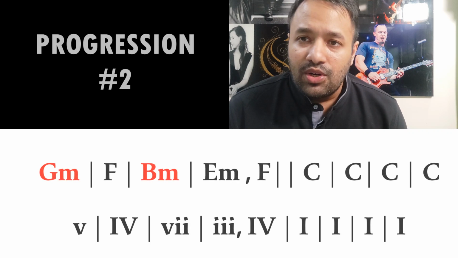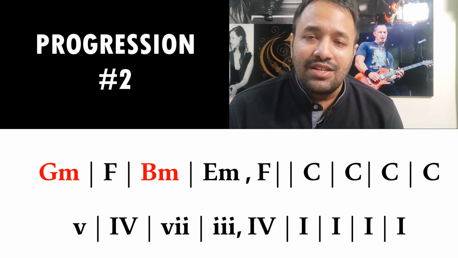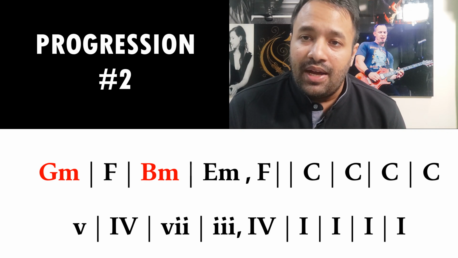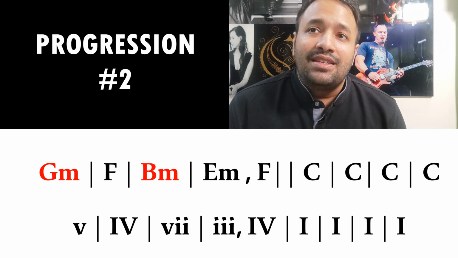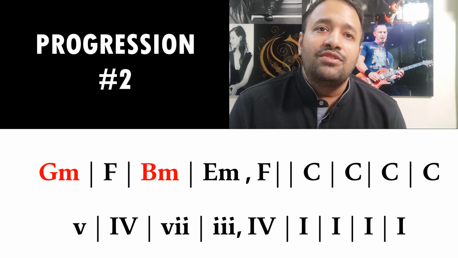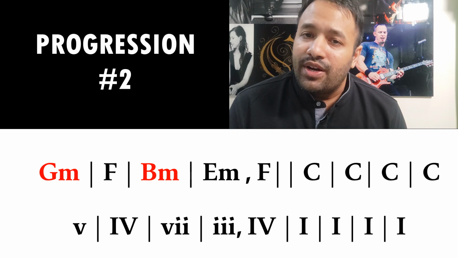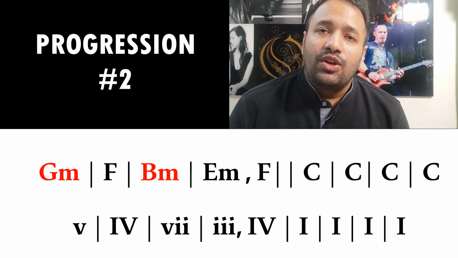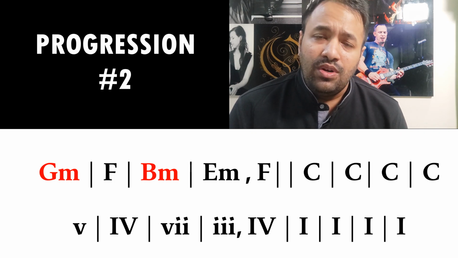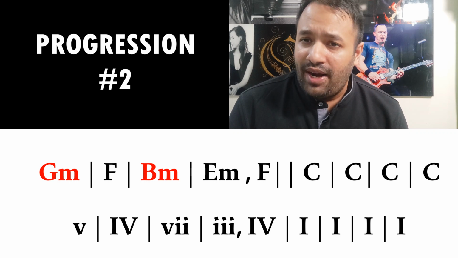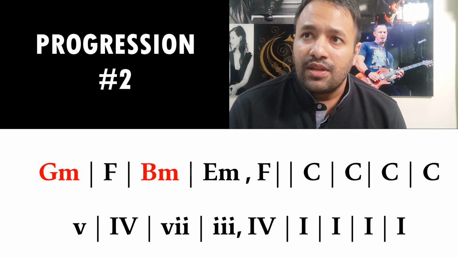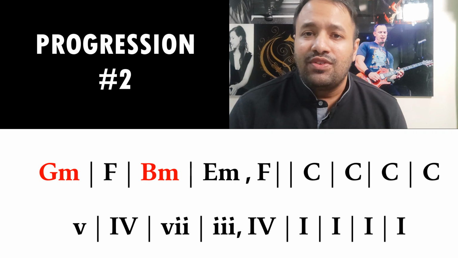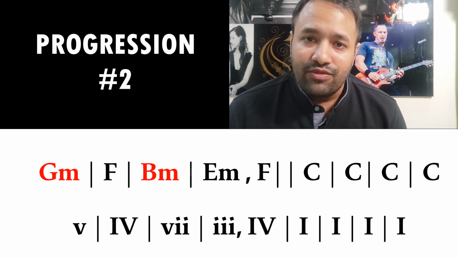Coming to progression number 2, here we have a very interesting change which starts with G minor, that goes to the 4 chord, that is the F major. That then again goes to a very interesting chord change, which is the B minor, going to the 3 chord, which is the E minor chord. So we have G minor going to F, B minor going to E minor, and then there's a quick change, F major back to the C, which are the 4 and the 1 chord. So here there are two interesting chords which are not there in the diatonic framework of the C major.